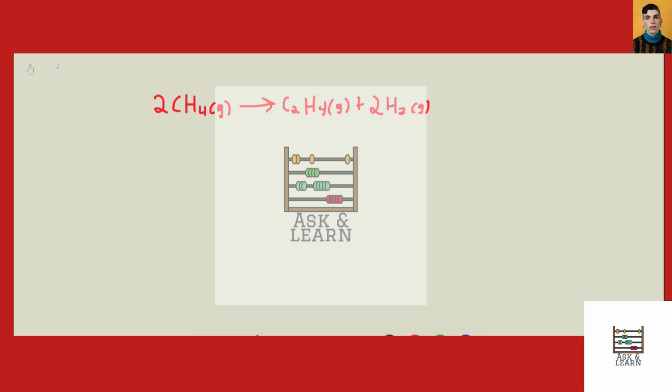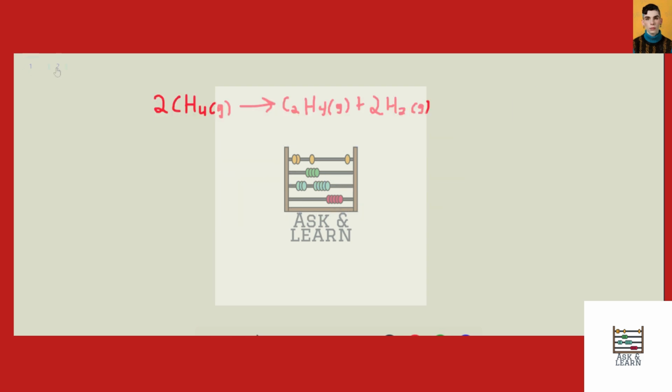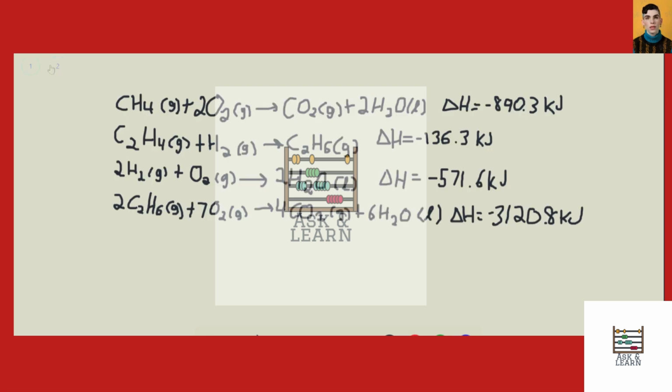So, first off, we're going to start with the left side. Let's find all the equations that contain CH4 on the left. And it looks like this is the only one that does. So we're going to put that over here. But important to remember, this has one CH4, and we have 2 over here. So we're going to need to double this.